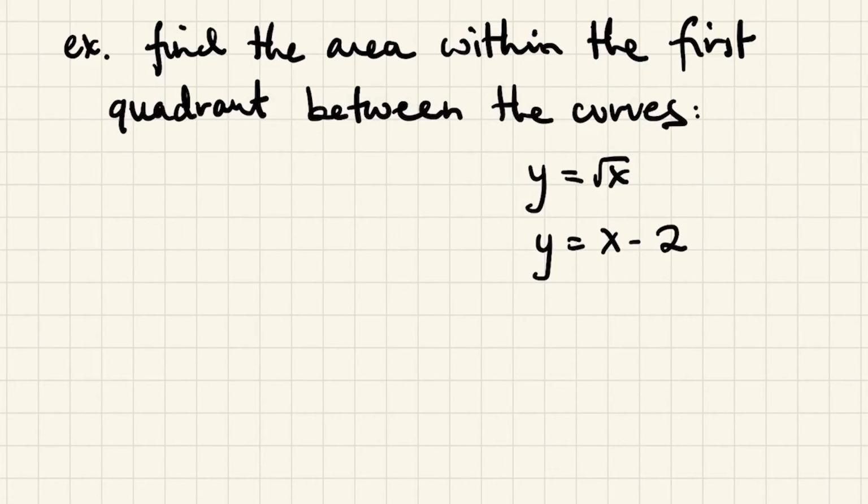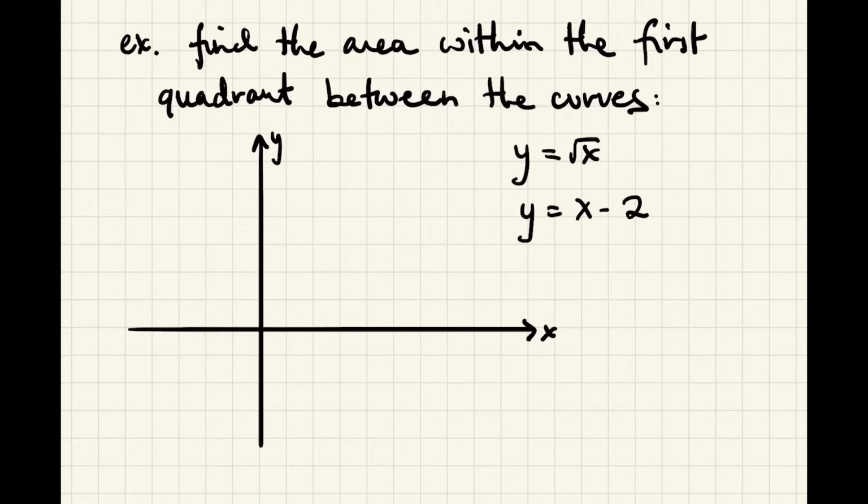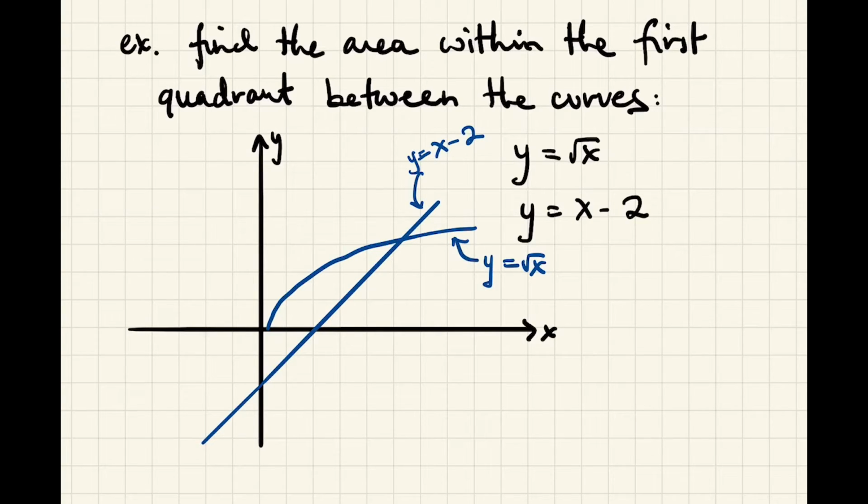Okay, let's graph it. All right, y equals the square root of x. Well, that basically looks like this. It's the top half of a horizontally oriented parabola. And y equals x minus 2. That is just a diagonal line shifted down a couple units. The region we are talking about is only within the first quadrant. So we're not going to include this piece, which is in the fourth quadrant. We are only after that piece right there.